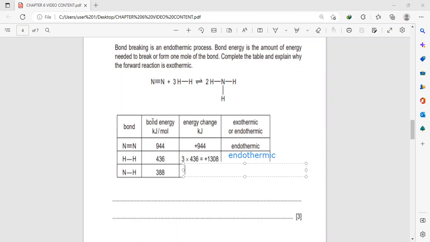Second one, NH. How many NH bonds are there? There are 3 NH bonds. So NH value is given 388, but it is 2 molecules. So 2 into 3, 6 into 388. Answer 2328. That is exothermic because product formed. Exothermic.